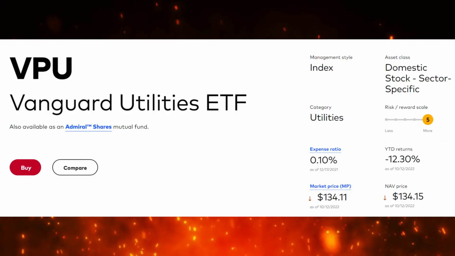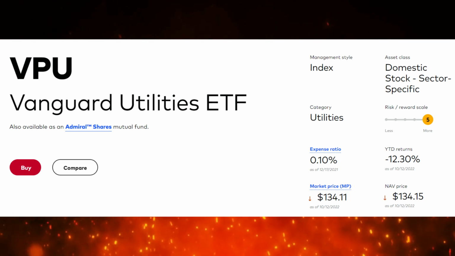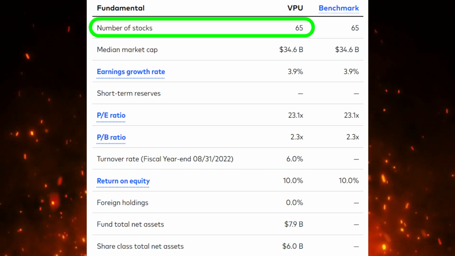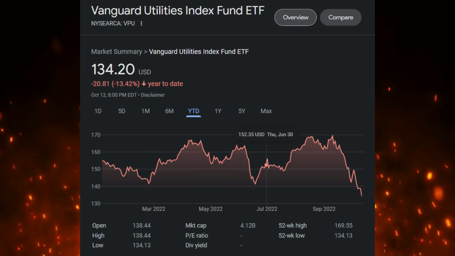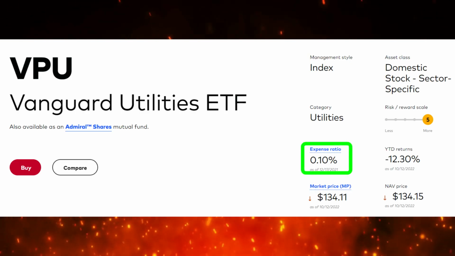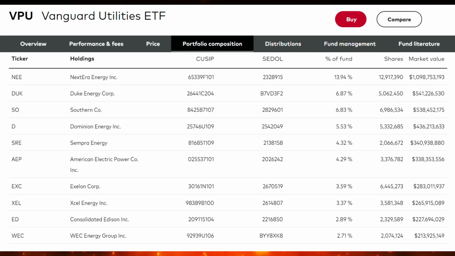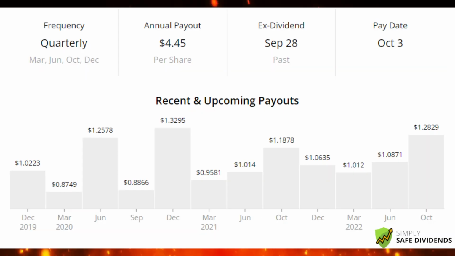And for our utility exposure, I'd feel comfortable with the Vanguard Utilities ETF, ticker VPU, which will give you instant exposure to 65 utility companies. Now, this was created in January of 2004, is currently trading at $134.20, has a yield of 3.12%, and an expense ratio of 0.10%. And many favorite dividend growth utilities are found in the current top 10, including one of my favorites, Duke Energy, ticker DUK.